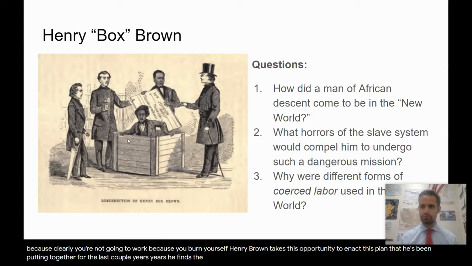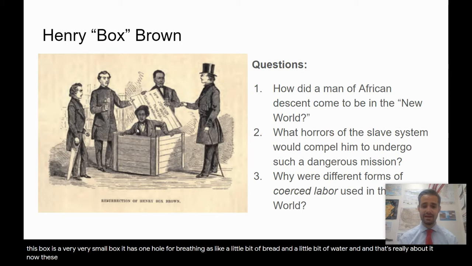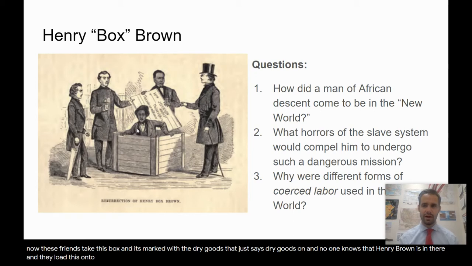He finds the other members who are in on the plan with him, and they put him in this box. This box is a very small box. It has one hole for breathing. It has a little bit of bread and a little bit of water in it. And that's really about it. Now, these friends take this box, and it's marked with dry goods. It just says dry goods on it. No one knows that Henry Brown is in there, and they load this onto a train, and this train takes it across the border of Virginia into Pennsylvania, which is a free state within the United States of America.